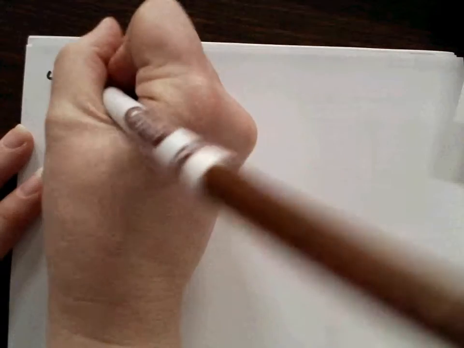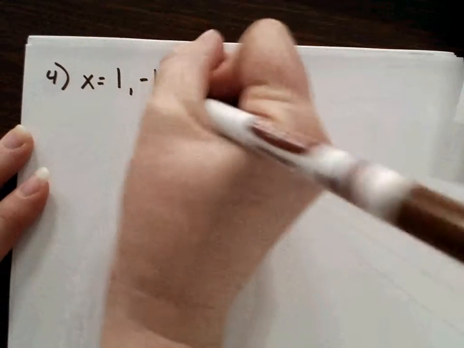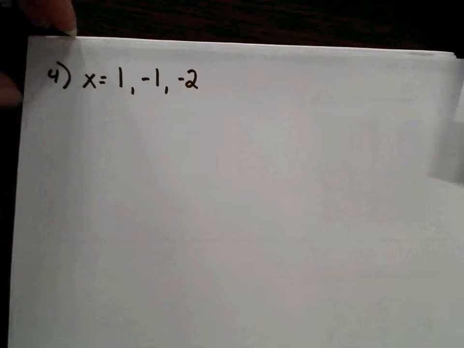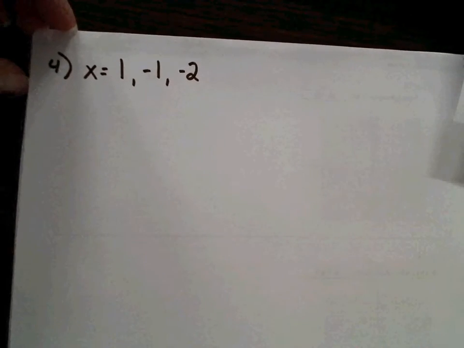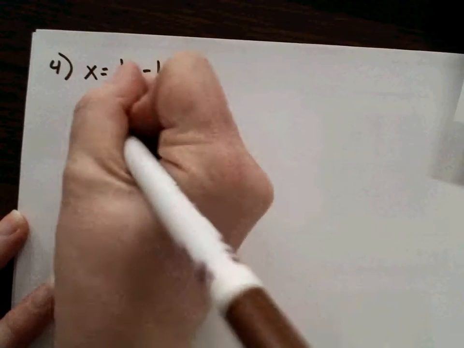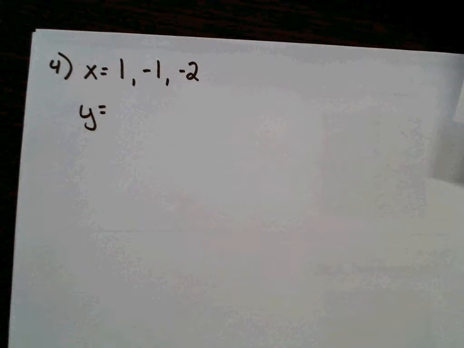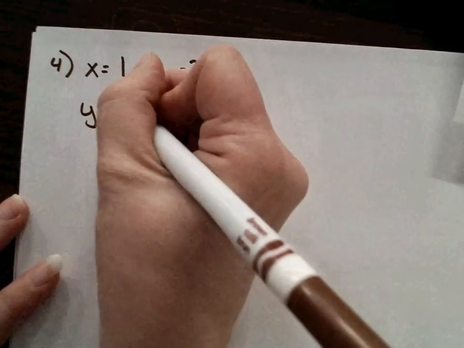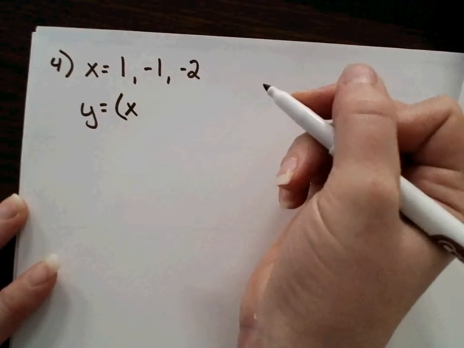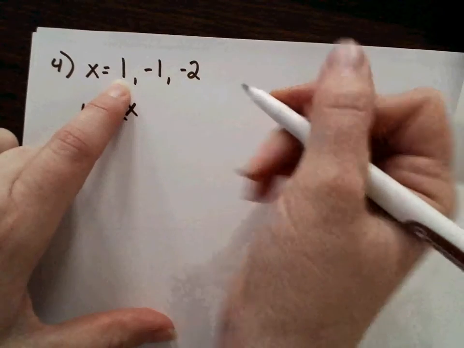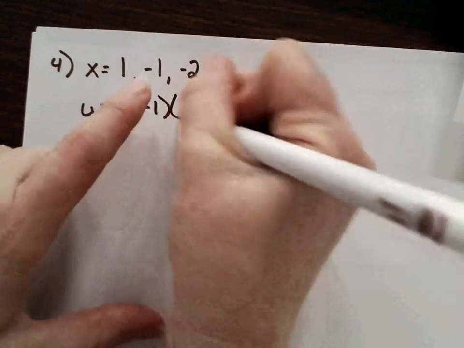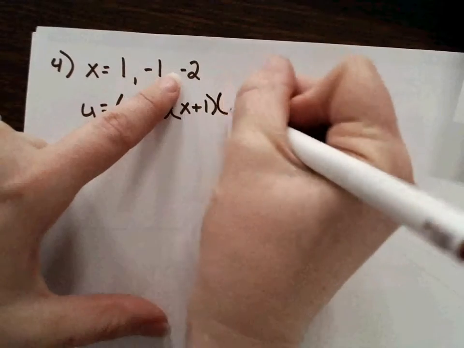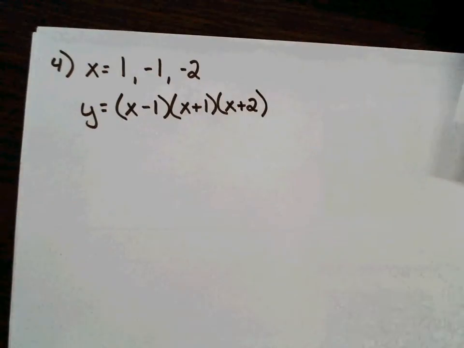So, number 4, x equals 1, -1, and -2. Somebody willing to tell me what this one would be? This polynomial would be written as? I'll help you out. It starts with an x. So what am I going to do with this one? -1, x plus 1, and x plus 2.